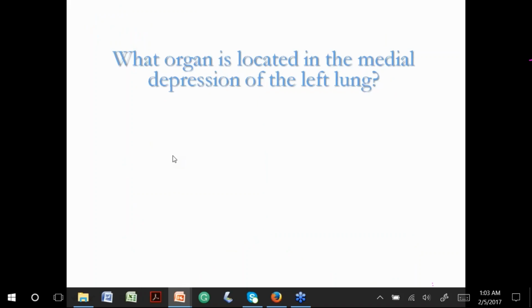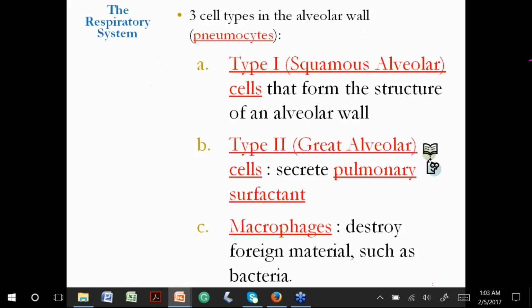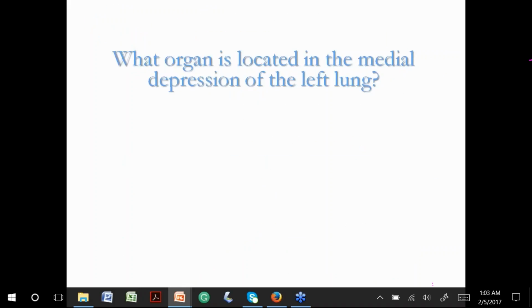All right, so what organ is located in the middle depression of the left lung? Can you tell me? In the middle depression of the left lung, which organ is it? The heart.